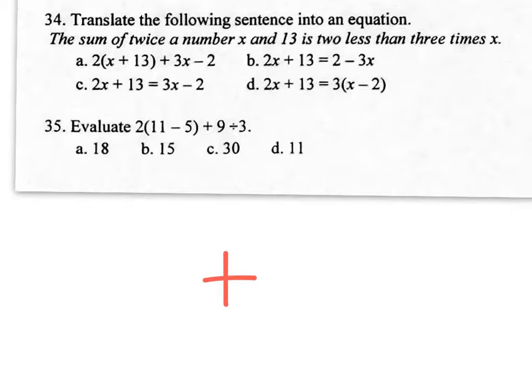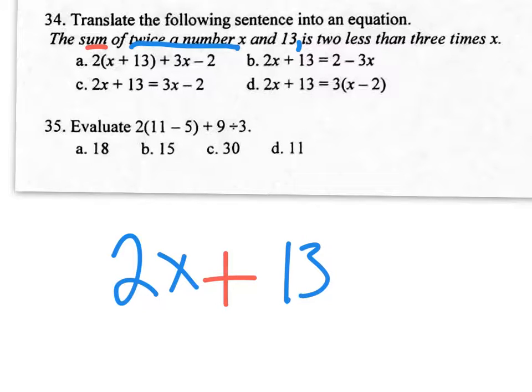Let me put a little comma right here. Okay, the sum, we already wrote that down as a plus sign, of two things. All right, what are we adding? We're adding twice a number x, that's 2x, and 13. And now let's go for the rest.